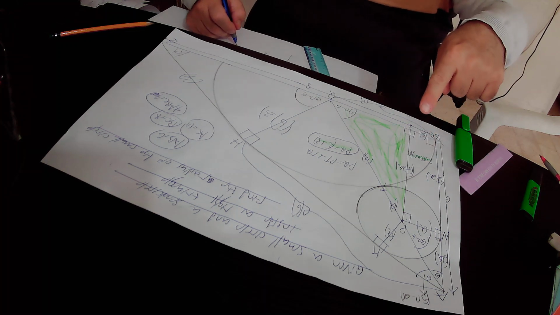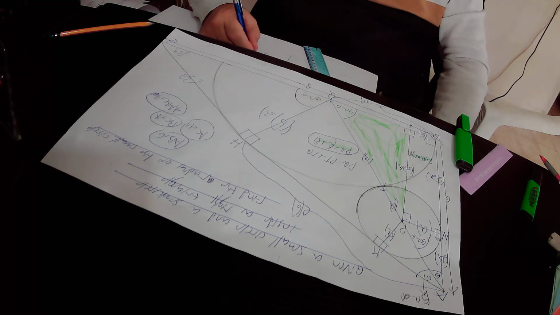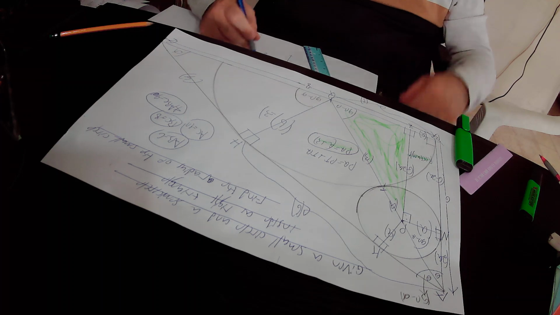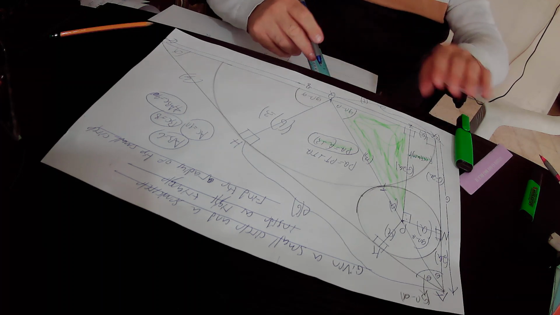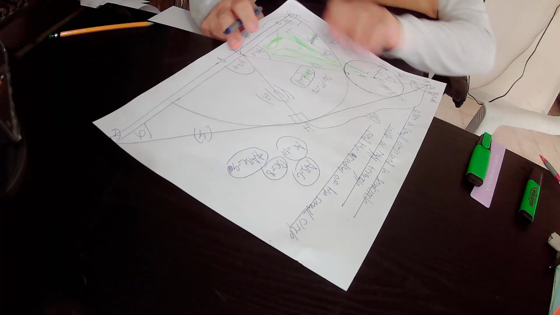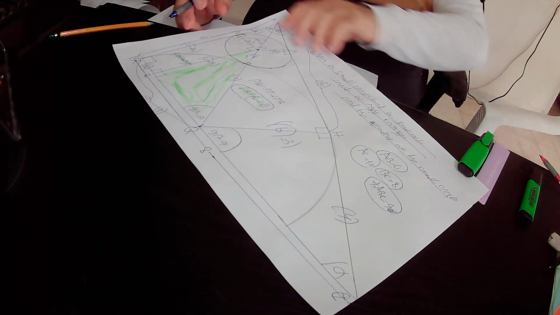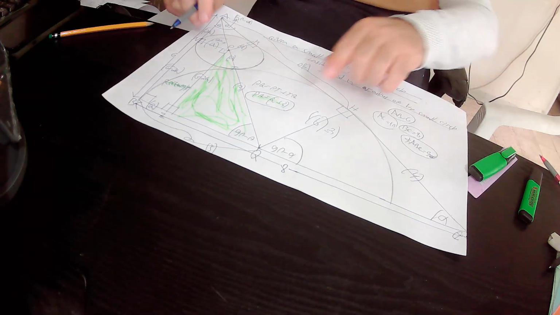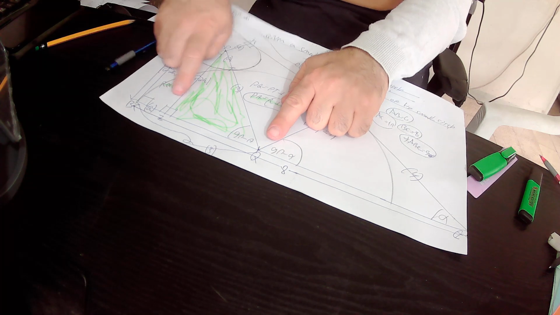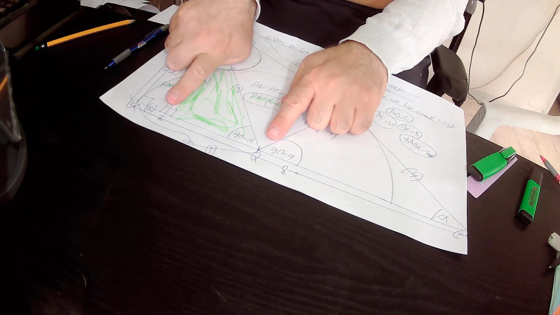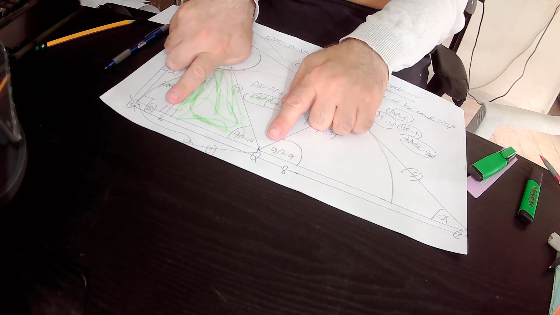Side PZ equals 6 minus 2a, and side ZQ equals, what is the length of side ZQ? From the drawing it is very easy to see that ZQ equals BQ minus BZ. So ZQ equals BQ, that is 3, minus BZ, that is a. So in total, ZQ equals 3 minus a.